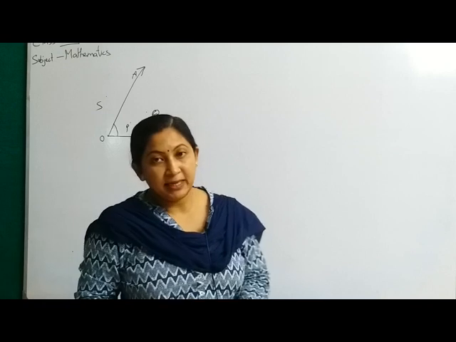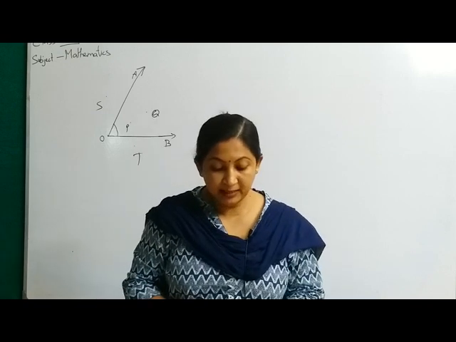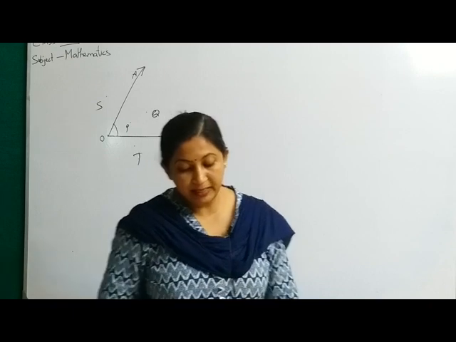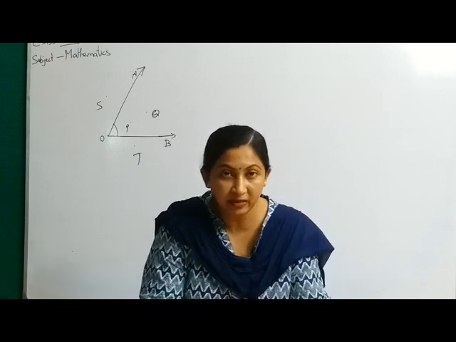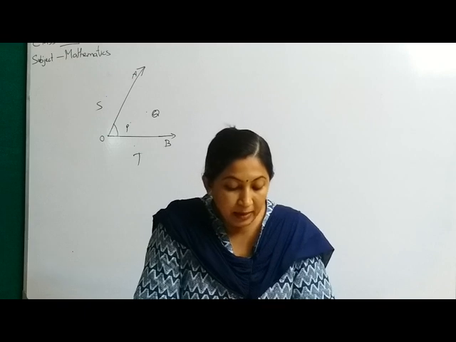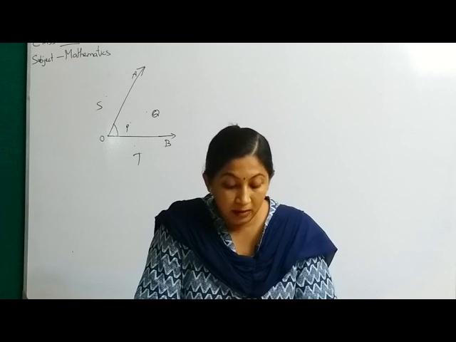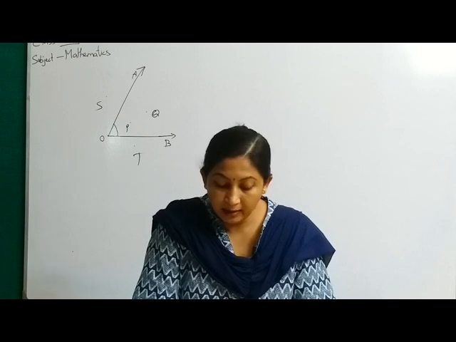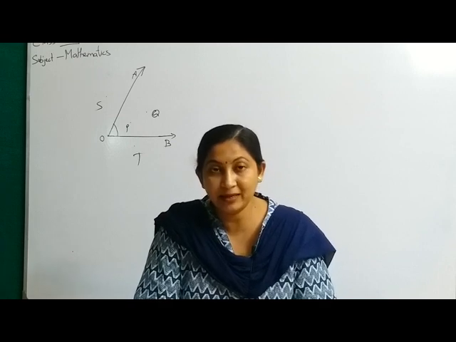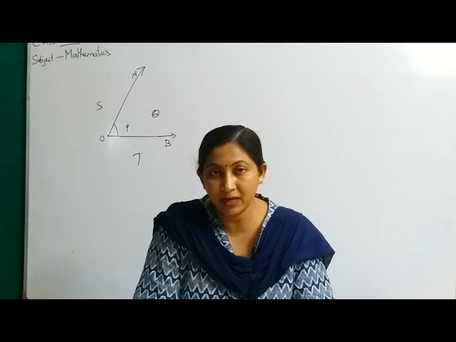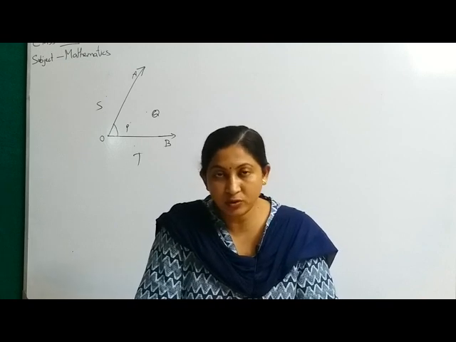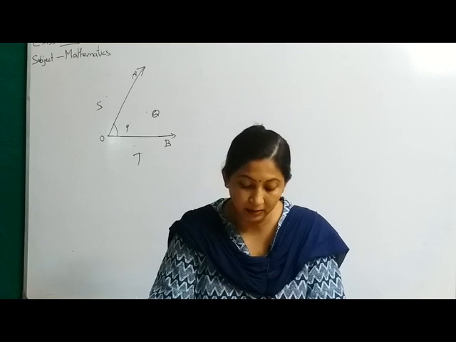Now start exercise 70. See question number 1. Which of the following figures represent an angle? You have to say which one is an angle. Number A, it is not an angle. Number B, the rays are not joining, so it is not an angle. Number C, yes, it is an angle, so you will give a tick mark in C. Similarly, D, since it is not joining, it is not an angle.